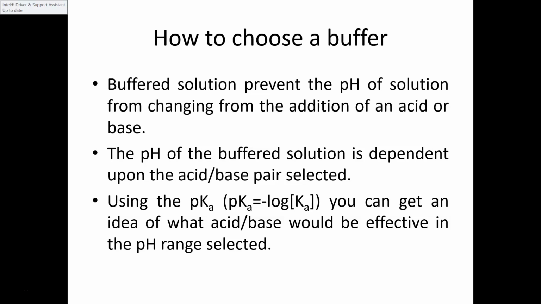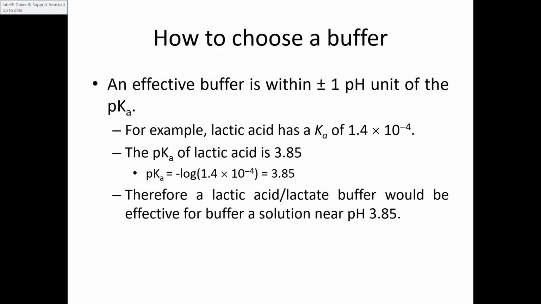Now, the pH of the buffered solution is dependent upon the pKa, which is the negative log of the acid dissociation constant for that particular ion. So, for example, lactic acid, which has an acid dissociation constant of 1.4 times 10 to the minus 4th, or has a pKa of 3.85, is effective at making buffered solutions ranging from 2.85 to 4.85. Now, having said that, this becomes a better buffered solution if we try and keep our pH as close as possible to that 3.85 value.